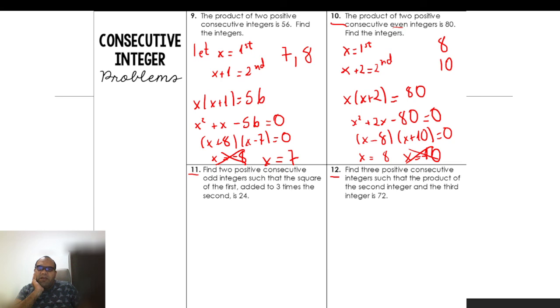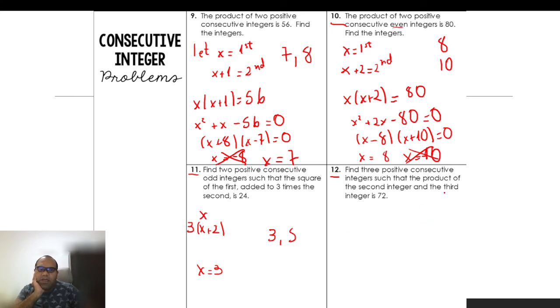Number 11 over here. Find two consecutive positive odd integers. The same idea: x and x plus 2. It will be equal to, remember guys, added to 3 times the second. We need to multiply the second by 3. Solving this one, you get the solution x equals 3. I have the two numbers, 3 and 5.